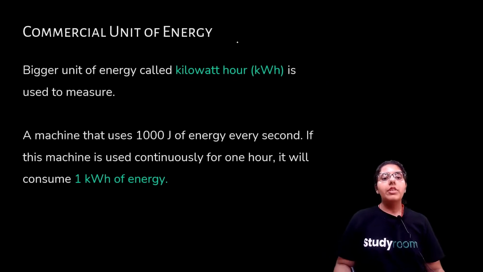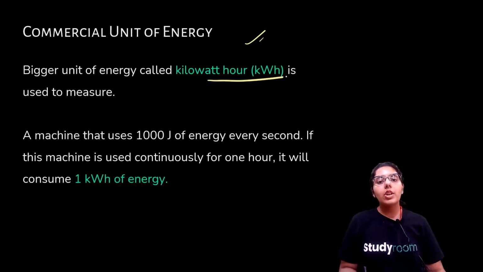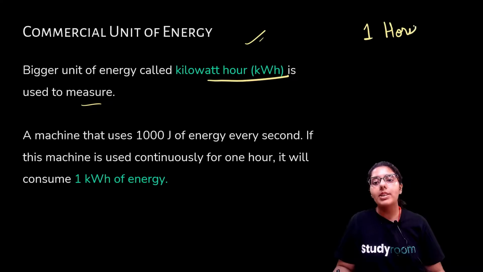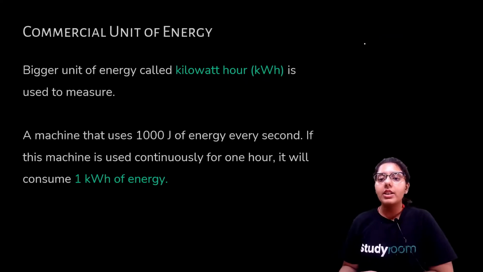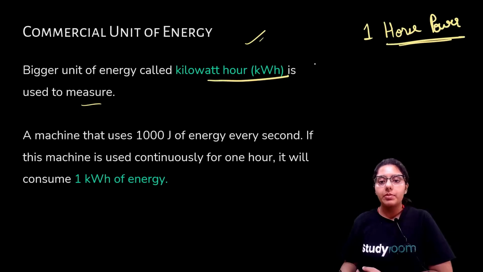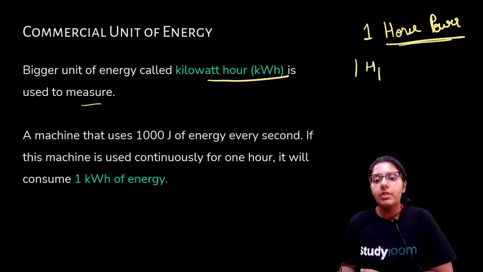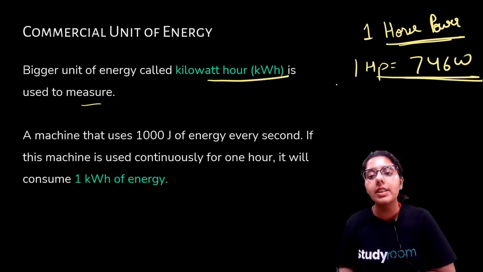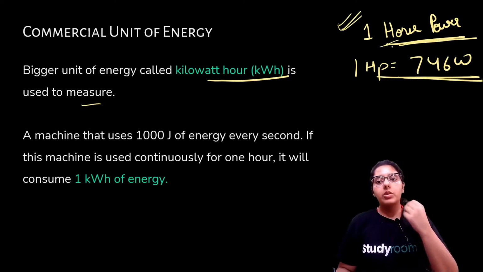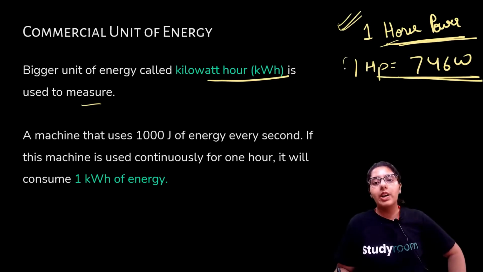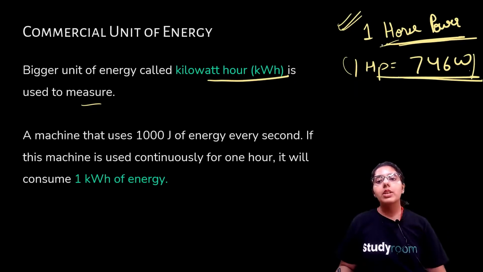So some commercial units of energy. A bigger unit of energy called kilowatt hour is used to measure. One more unit which I would like to tell you is 1 horsepower. It is of very much commercial importance. 1 horsepower is equal to 746 watts. It's very important from an exam point of view also, and it is used in daily applications. Horsepower is a unit of power which is majorly used in commercial purposes.